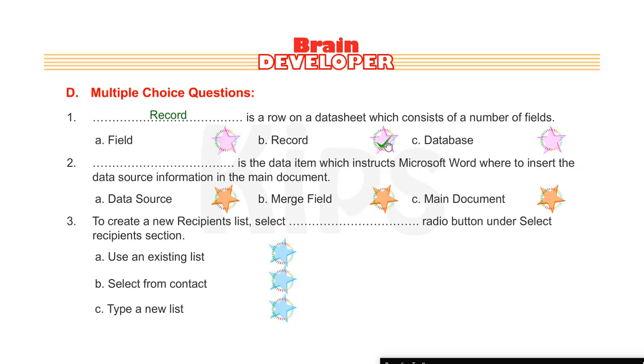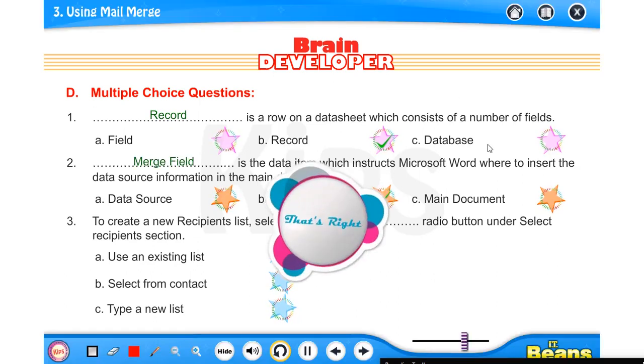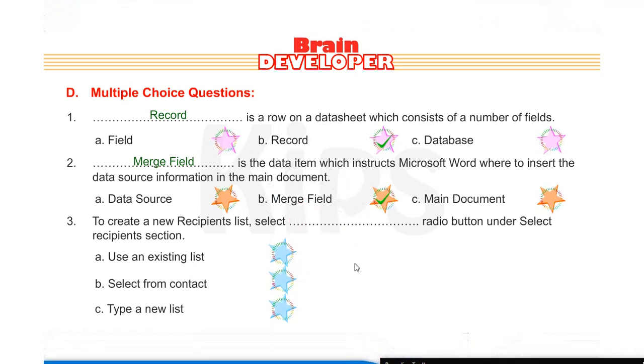Now the second MCQ. Dash is the data item which instructs Microsoft Word where to insert the data source information in the main document. What should be the correct answer? Option A is data source, option B is merge field, and option C is main document. And the correct answer is merge field. Very good, everyone.